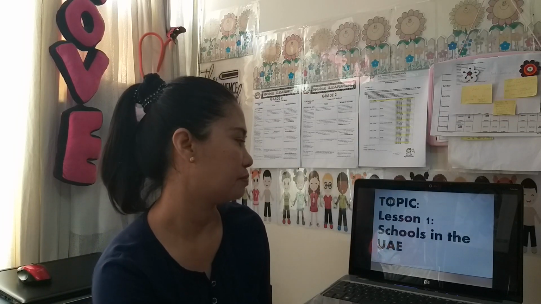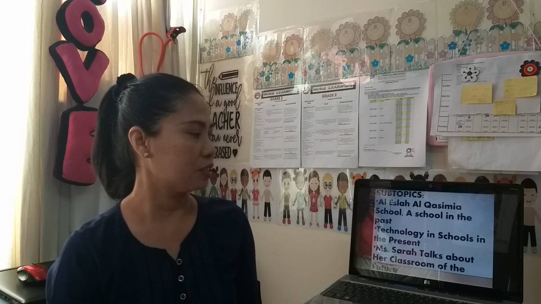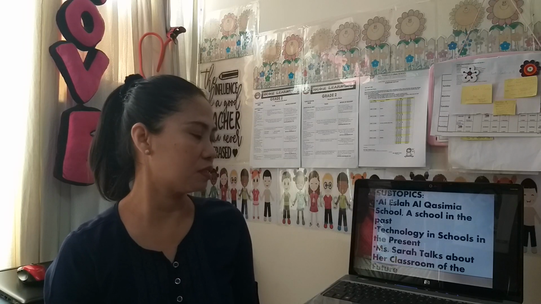So, we have three subtopics. First is Al Esla Al Qasimiya School, a school in the past. Next is Technology in Schools in the present. And last is Miss Sarah talks about her classroom of the future. So these three subtopics will help you to compare the schools in the past, in the present, and in the future. Understand? Okay.